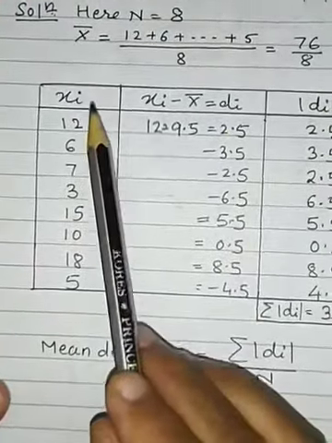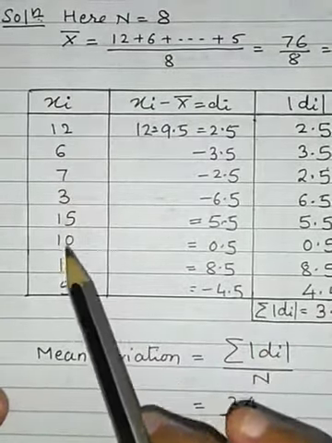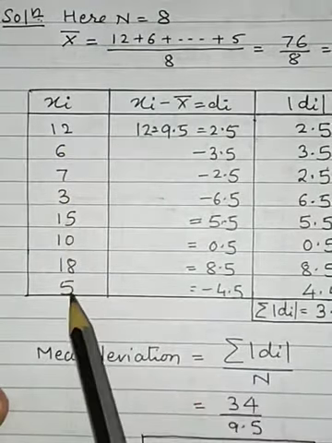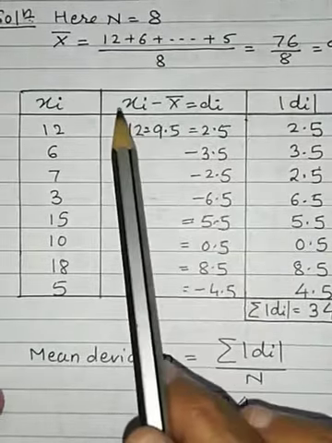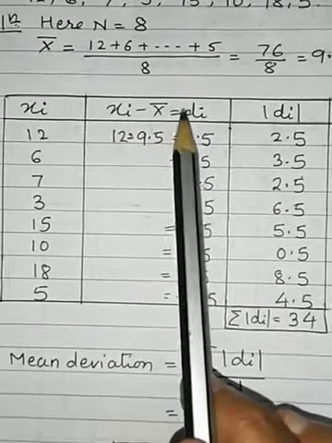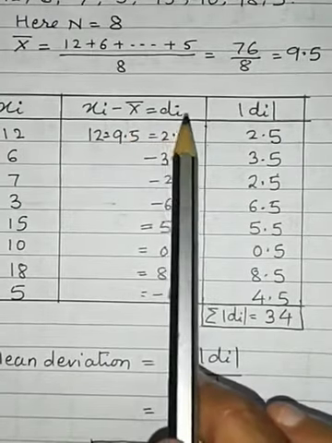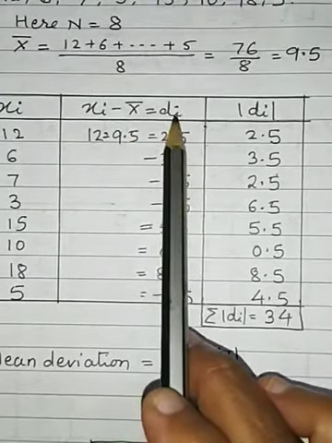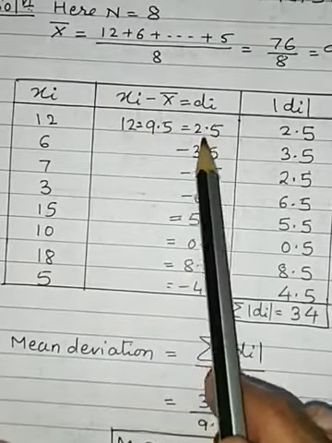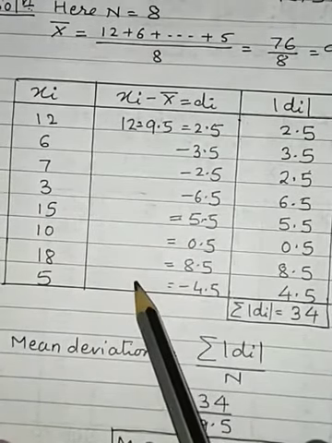Then make a column of xi in which you write these numbers. You can write the numbers as they are, or you can also write them in ascending order. Then make the column xi minus x bar, that is xi minus 9.5. Remember, x bar is 9.5. The heading of that column will be di. Now remember, there will be 8 entries here: first, second, third, fourth, fifth, sixth, seventh and eighth.